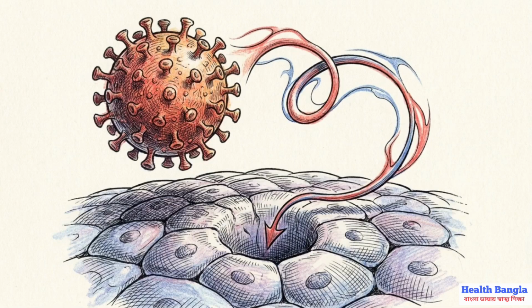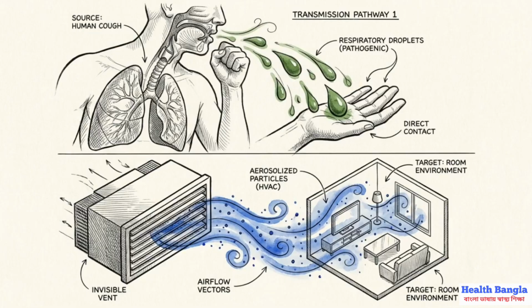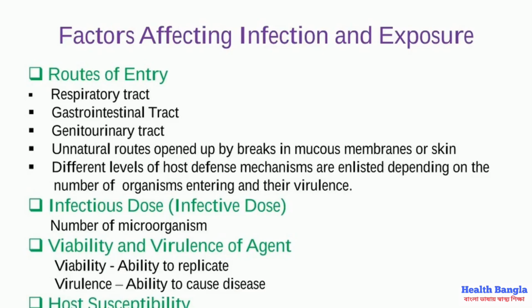Even a low ID pathogen requires a physical pathway to enter the host. These pathways are categorized into direct contact, such as droplet spread, and indirect contact, such as airborne transmission. Pathogens typically exploit standard physiological routes of entry, the respiratory, gastrointestinal, and genitourinary tracts.